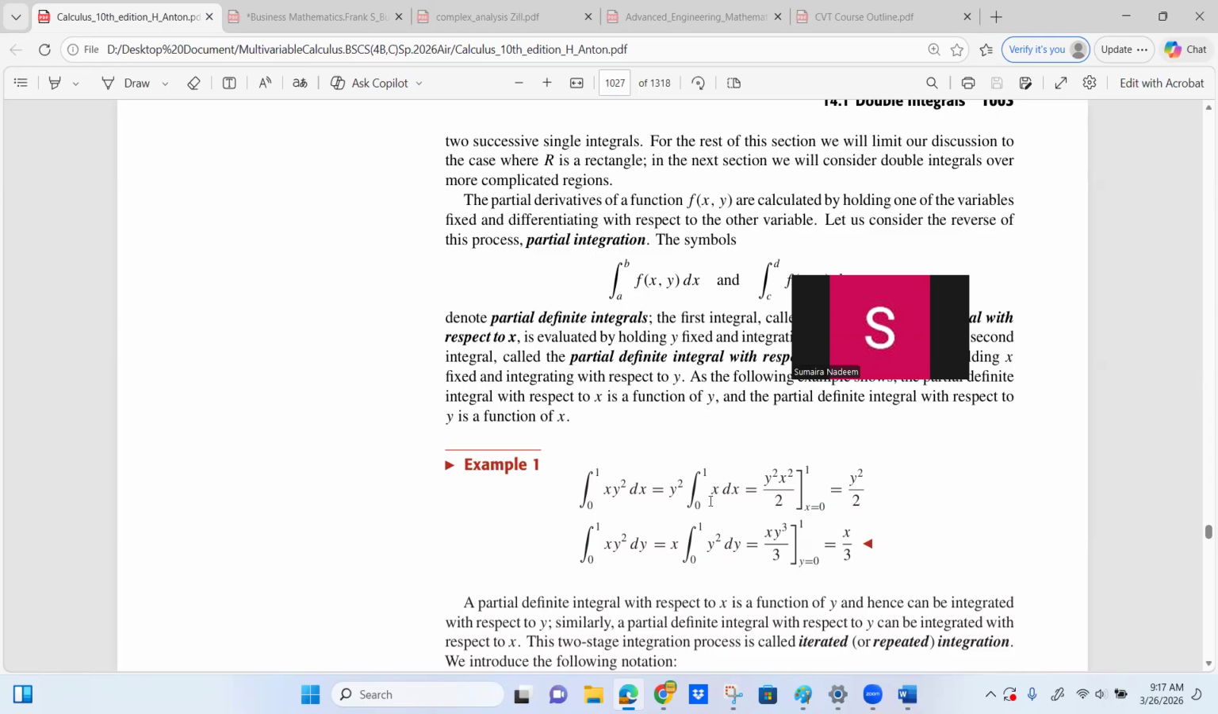Then integration of x is, in the integration there is the addition of the power of the variable, and also in the denominator the value should be the same as the power of the variable. So y square stays, and x is raised power 1 plus 1, x square, and 2 also in the denominator. That is x from 0 to 1. Applying the limits.